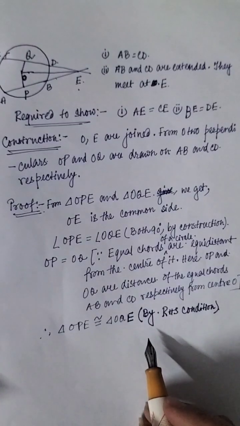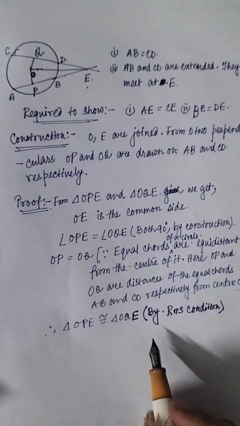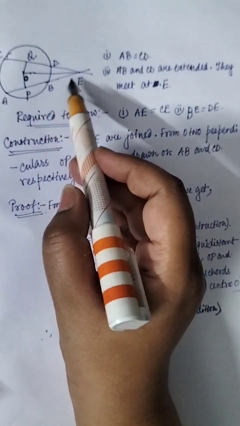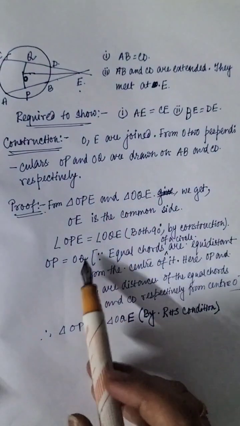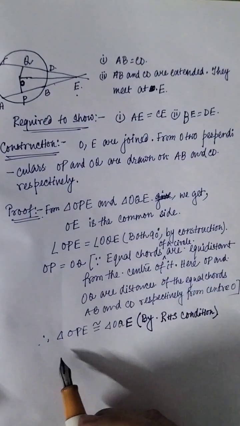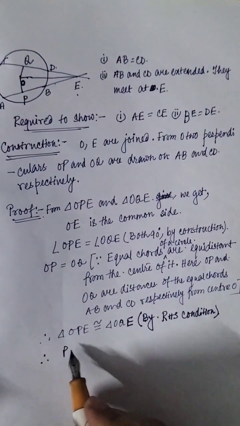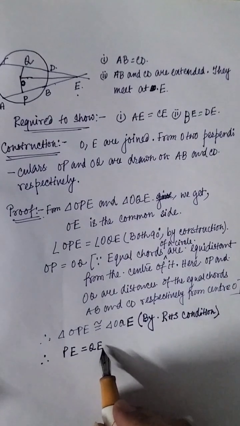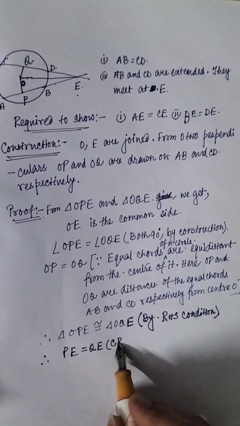So they are congruent, right? So from this we can conclude that as the two triangles are congruent, PE equals QE, corresponding parts of congruent triangles. So PE equals QE. CPCT.